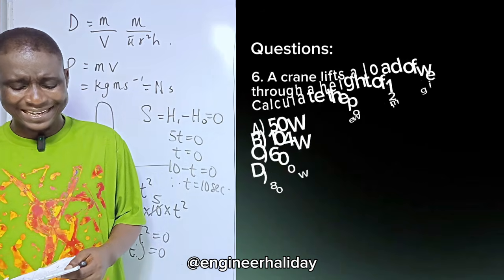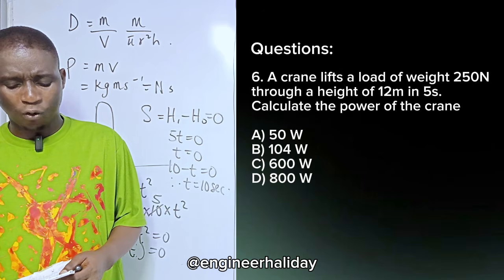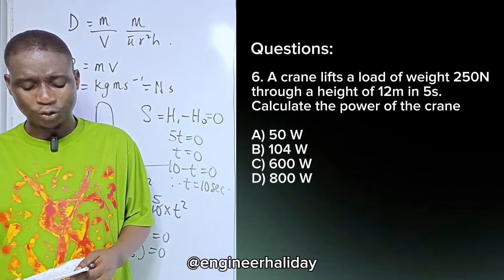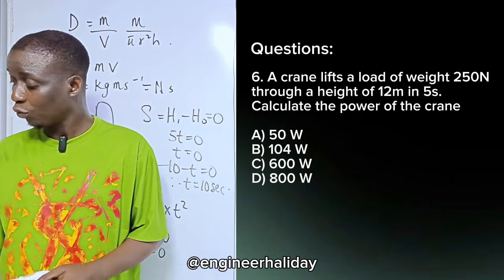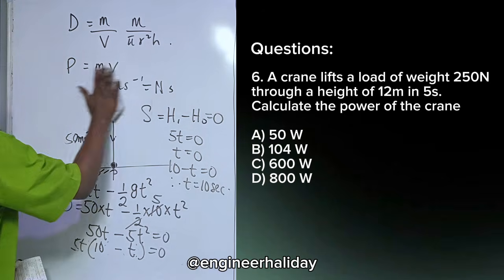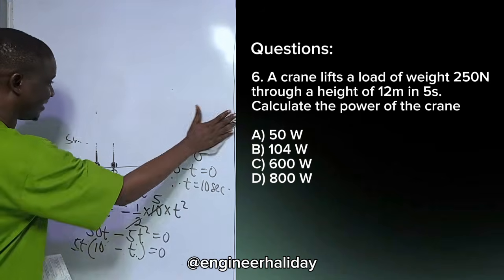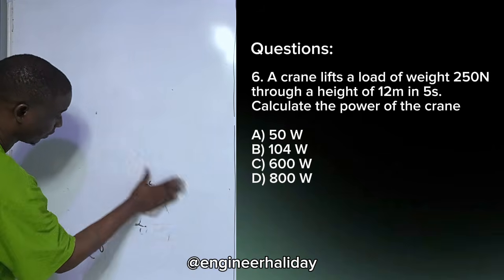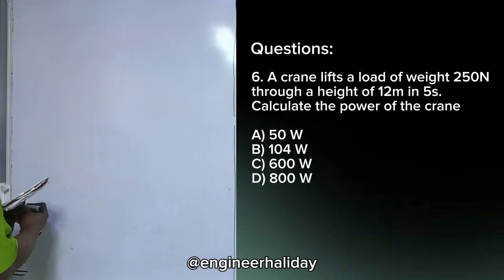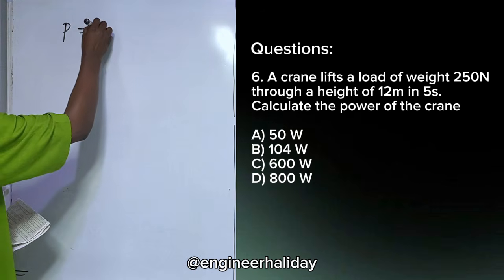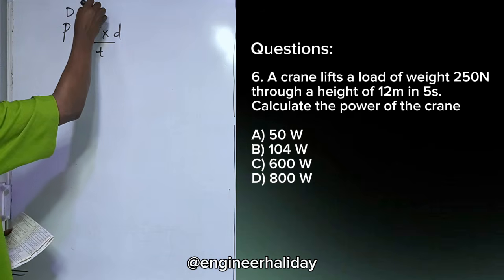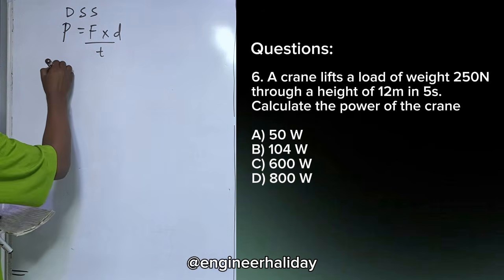Number 6 says, a crane lifts a load of weight 250 Newton through a height of 12 meters in 5 seconds. Calculate power. Now to calculate power, power is equal to force times distance over time taken. To calculate the question, we use DSS. Take your data.